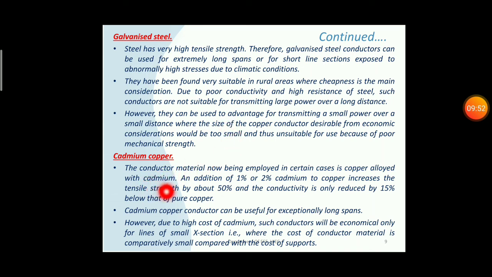Next is cadmium copper. The conductor material employed in certain cases is copper alloyed with cadmium. An addition of 1% to 2% cadmium in copper increases the tensile strength by about 50%. Even though it reduces the conductivity by 15%, it increases the tensile strength. It can be used for long spans, but it has a high cost, so it cannot be used while considering the economic considerations. These are the main types of conductors used.